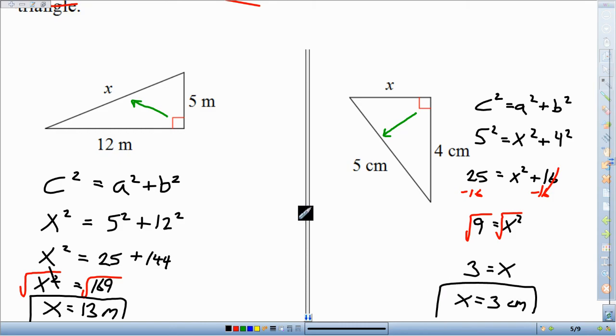All right, does it make sense? My longest side, my hypotenuse, is a 5, my short leg is 3, long leg's 4. Yep, that makes sense. Okay, so let's keep going.